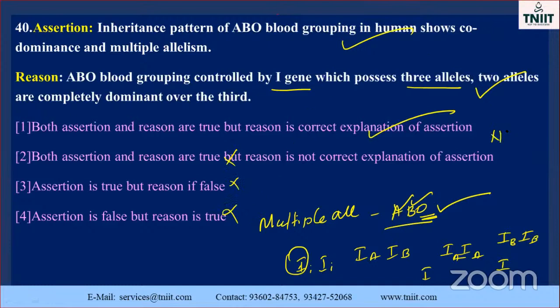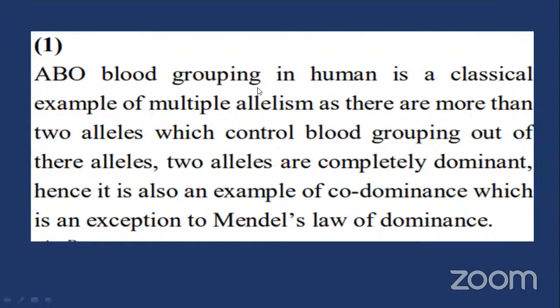This is also an important question, my dear students. 2020 or 2019, just go and refer to the question paper, you will get the option. So many times, 3 to 4 times, they ask the question in this part. What is the next one? ABO blood grouping in humans is a classical example of multiple allelism. Already told you, there are more than 2 alleles which control blood grouping. Out of 3 alleles, 2 alleles are completely dominant. Hence, it is also an example of co-dominance.